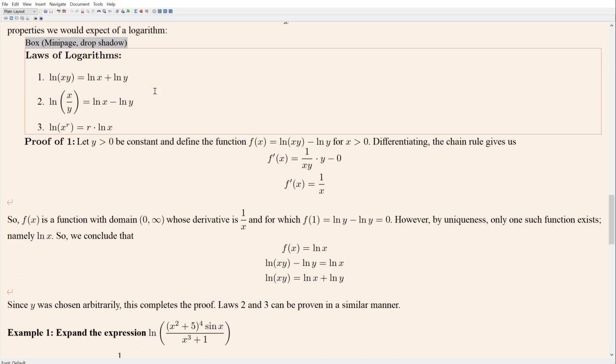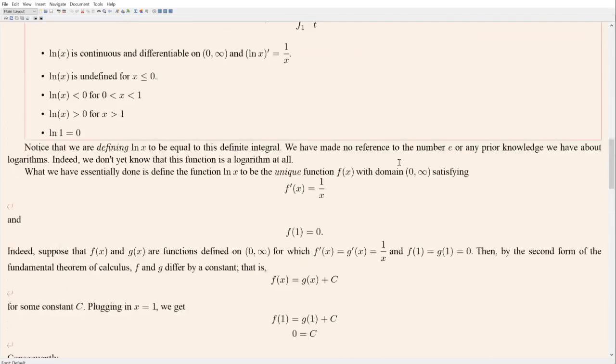So these are the laws that we would expect a logarithm to have. It takes a product, turns it into a sum, takes a division, turns it into a subtraction, takes an exponent, turns it into a multiplication. By calling this thing a logarithm, we would hope that all of these properties remain true. And indeed they do.